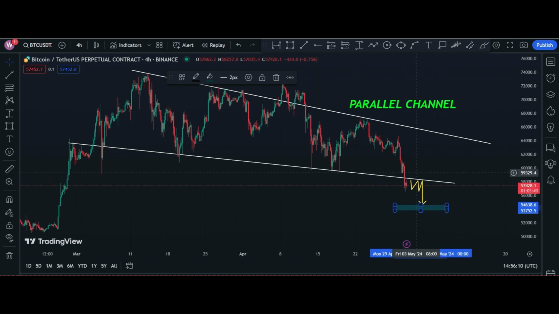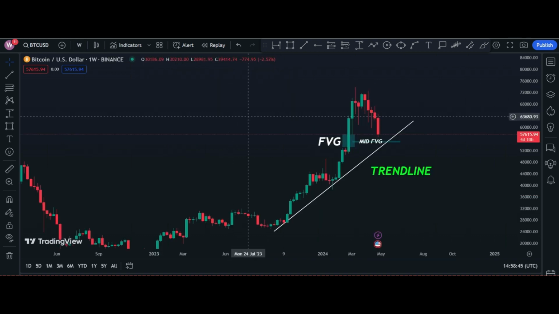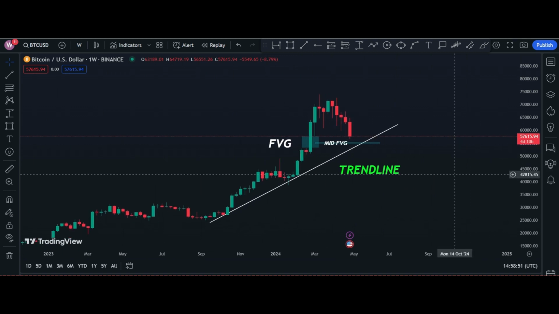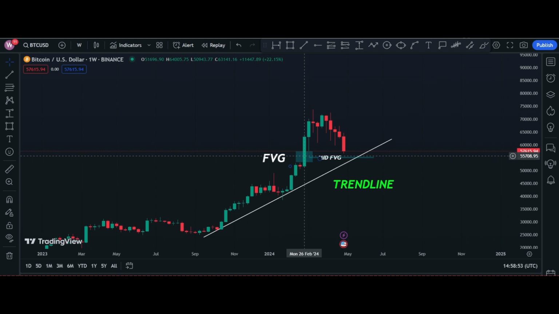Now let's discuss the weekly outlook of BTC. In this weekly chart of BTC, there is one interesting thing that caught my eye, and that is this big fair value gap. You can see that this is the big fair value gap on the weekly time frame of BTC, and the midpoint of this fair value gap is almost around 55 to 56k.